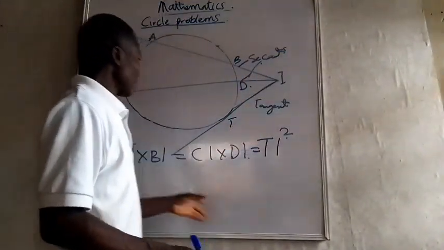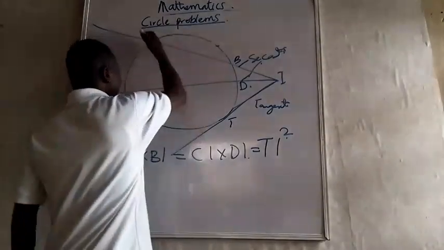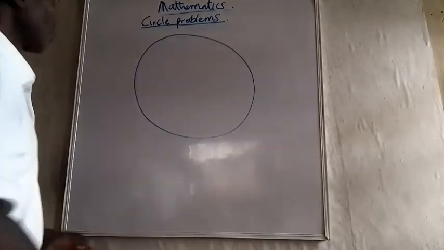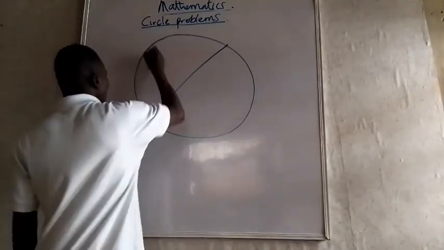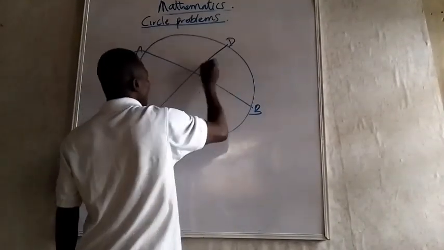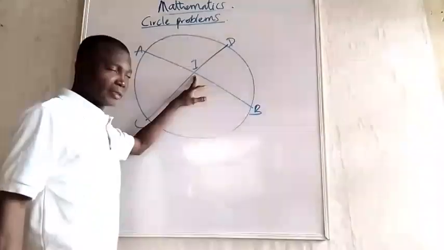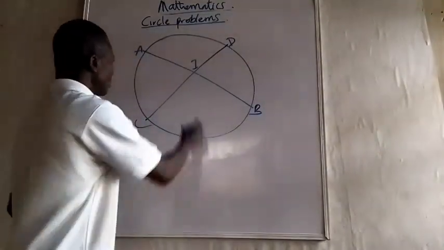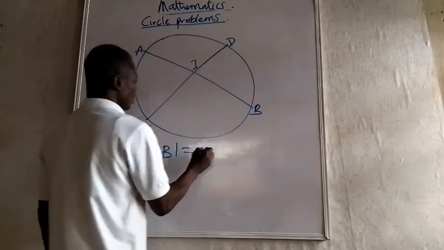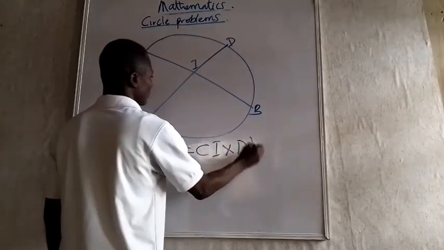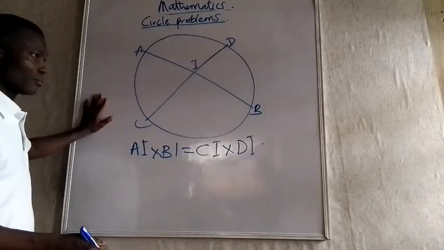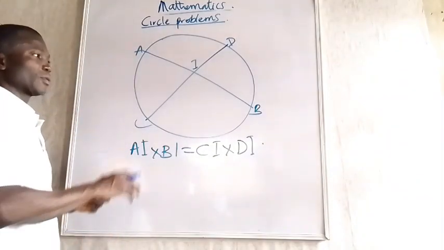Secant and tangent. Now let's look at when it is intersection of chords. So when we have chords like this, let's call this AB, CD, and this is I. Note, this is not the center. If it is center, all these ones will be equal. So we can also say here that AI times BI is equal to CI times DI. So with this, let's look at the relationship between angles.